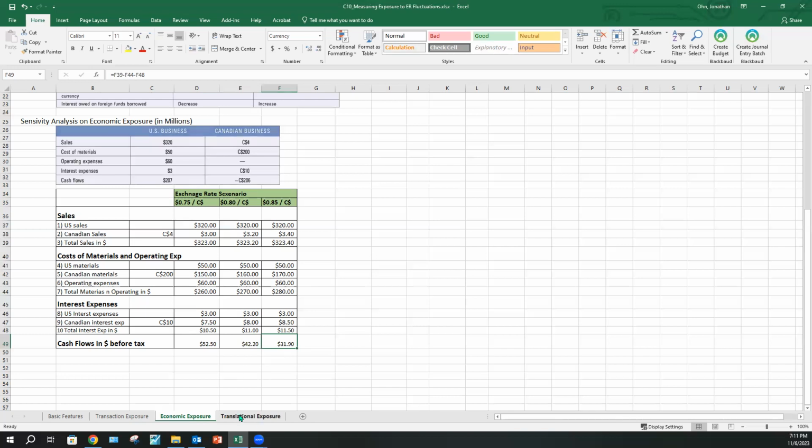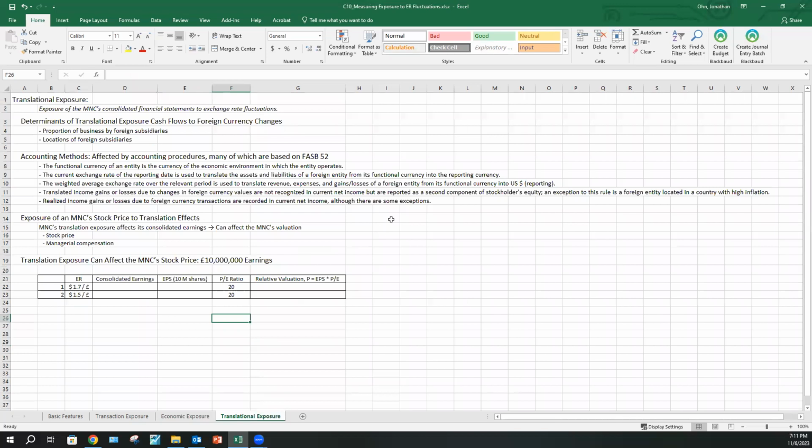Okay, the last one is translational exposure. Translational exposure is the exposure of a multinational corporation's consolidated financial statements to exchange rate fluctuation.